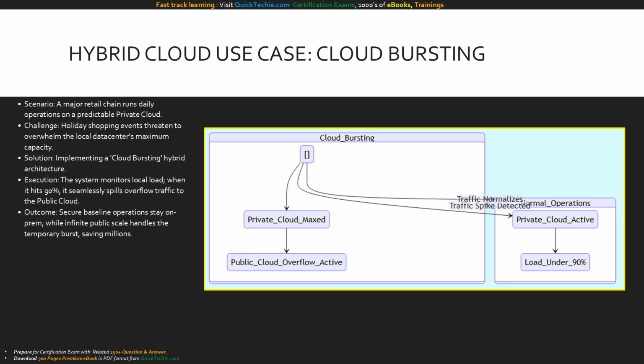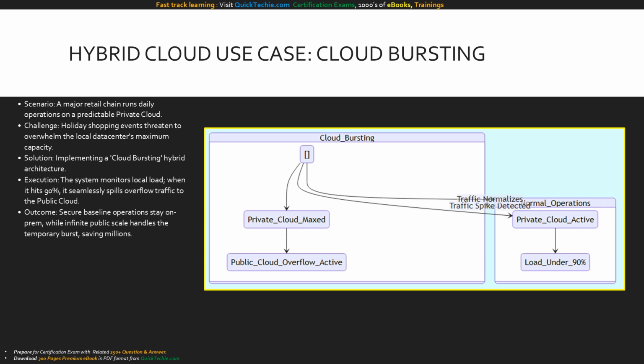This state diagram provides a brilliant visualization of how cloud bursting behaves dynamically. We start on the left in the normal operation state. During this time, the private cloud is active and the load remains safely under 90%. The system is stable and cost-contained. However, follow the transition arrow labeled Traffic Spike Detected. This shifts the entire system into the cloud bursting state.